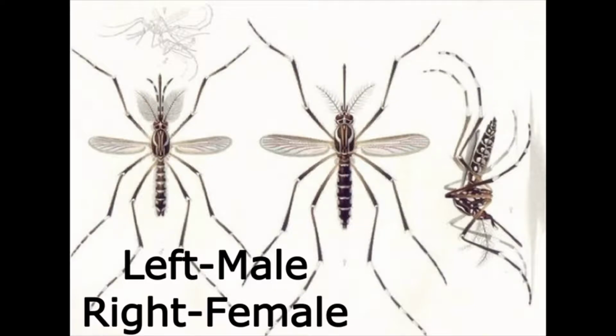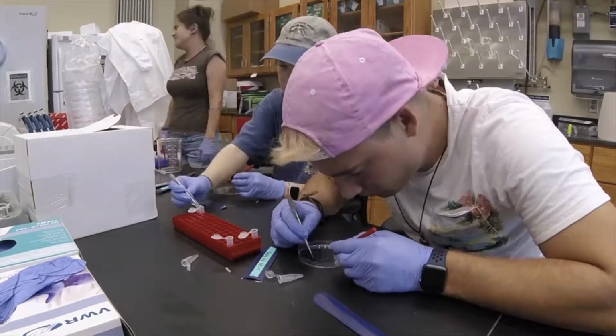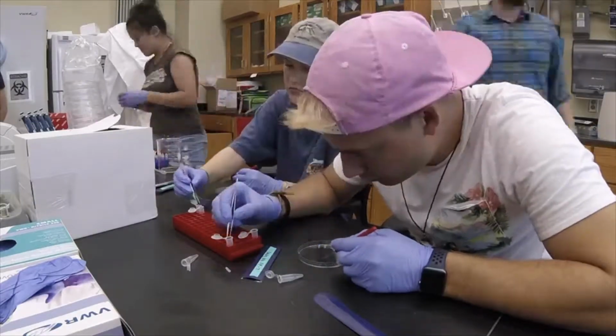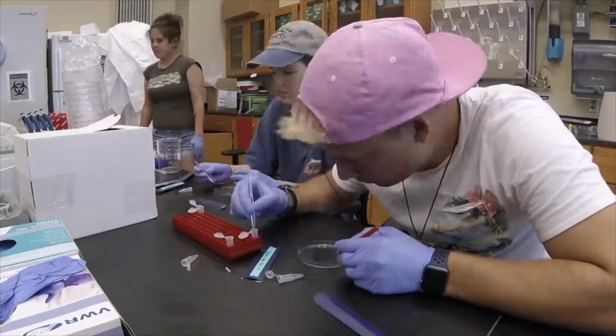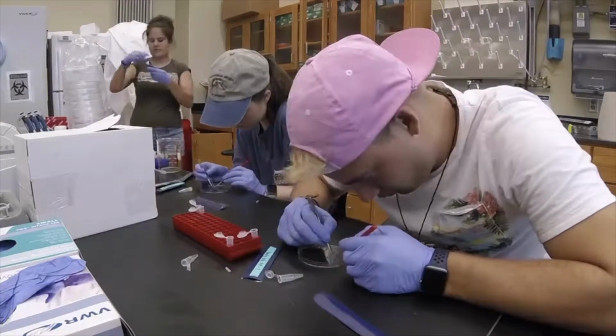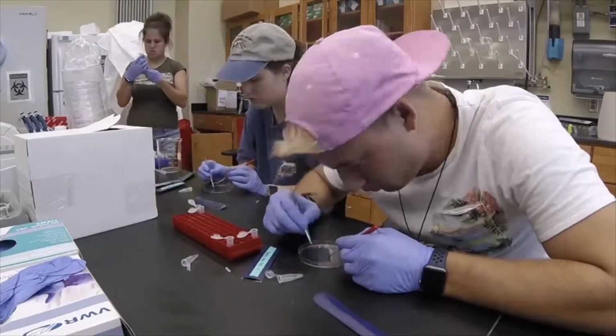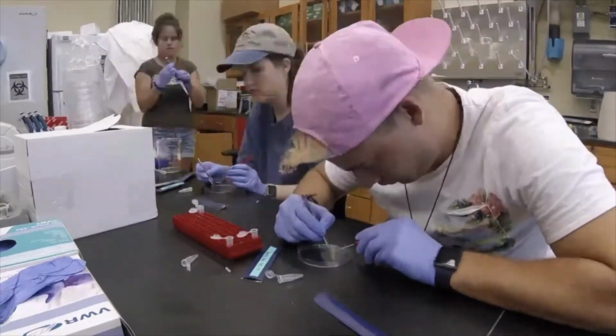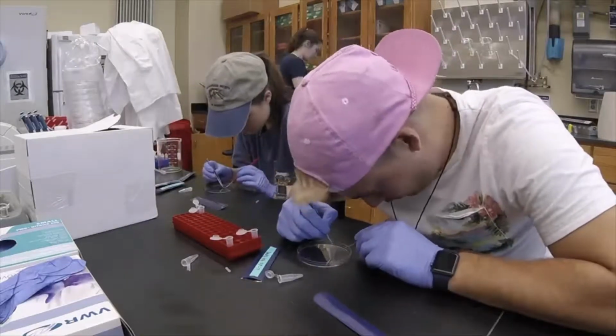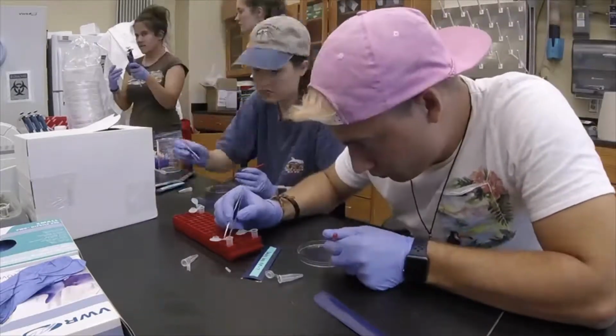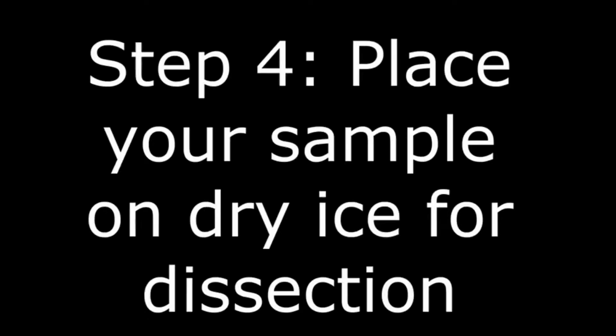Step 3. Organize your samples into male and female groups based off of sex. On the left you can see male species and on the right, female. Step 4. Place your sample on dry ice for dissection.